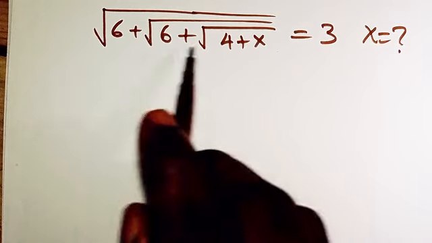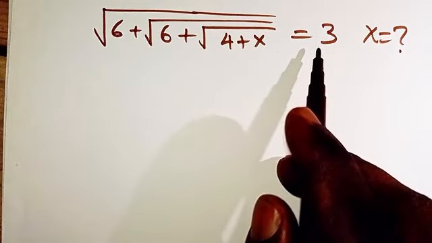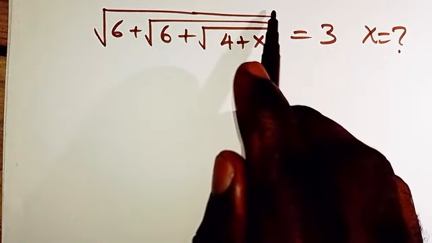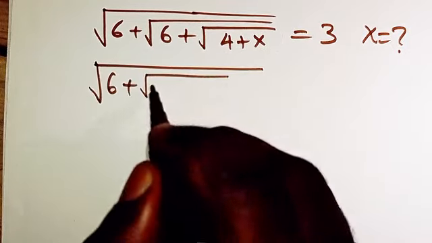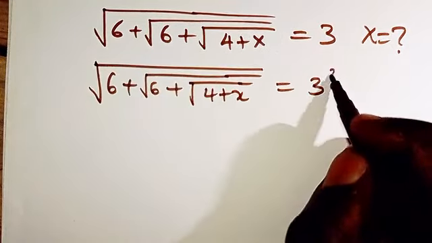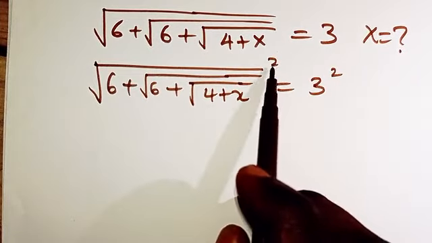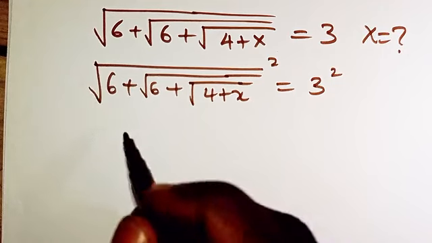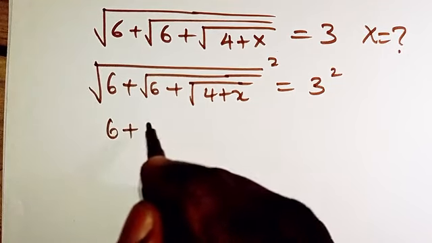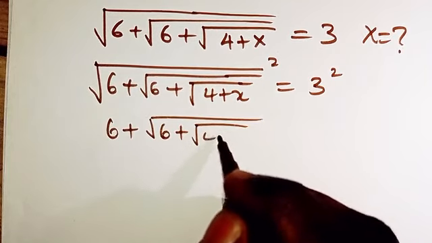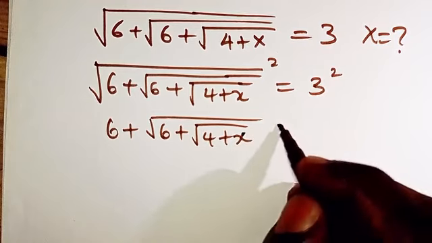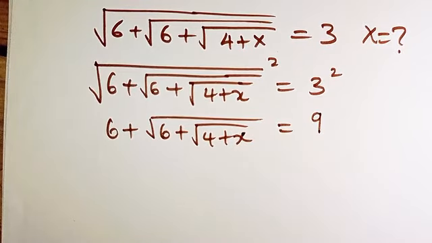We are going to square both sides. If we square both sides, you can see that the square will cancel out the square root here. So if I square this side, we're going to be left with 6 plus the square root of 6 plus the square root of 4 plus x, and this is going to be 9. Are you getting it now?